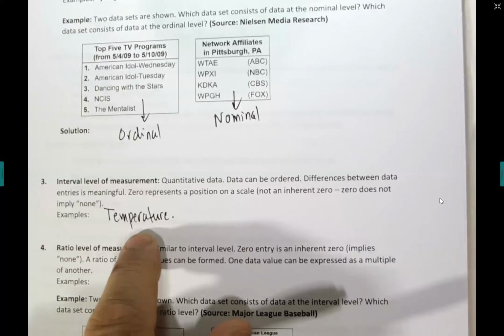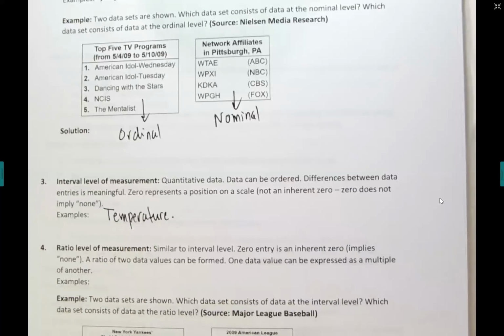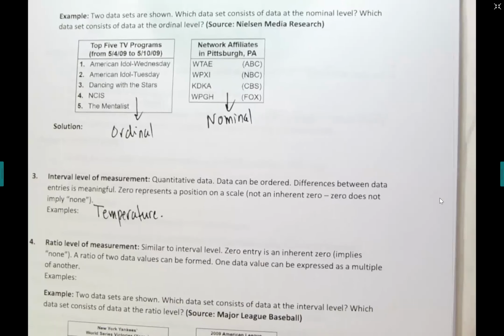That is an example. Now I saw some students put test score. Test score is not an interval. Let me tell you why. Because if you score a 0, that means you scored nothing. If the 0 means nothing, that means it's not an interval. 0 has to mean something here, and it does mean something here. So temperature.